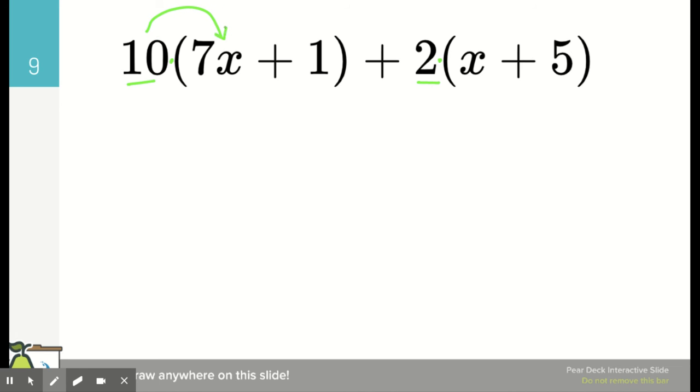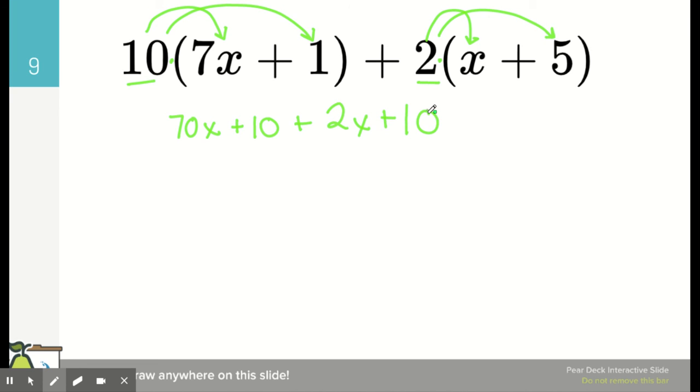10 times 7x, positive 10 times positive 7, is going to give me 70x. 10 times 1 is going to give me 10. Now let's come over here and distribute our 2. 2 times x, positive 2 times positive x, gives me 2x. 2 times a positive 5 gives me positive 10. Okay, so now my parentheses are gone. I've distributed my 10 and my 2.